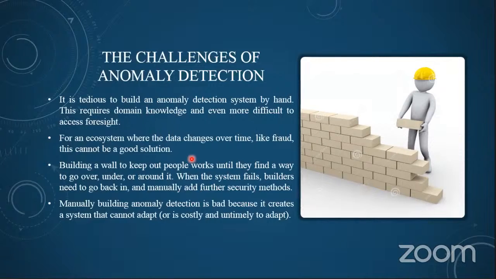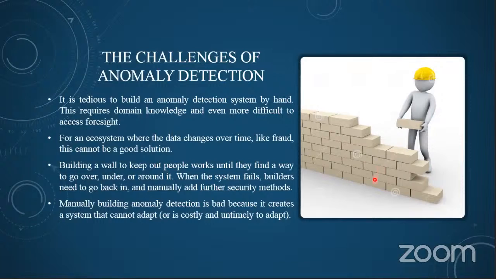And when we build an algorithm with the intention that the person will spend only in the range between 50,000 and 1 lakh, it might not be a good solution. This is an example of building a wall to keep out people. It works until they find a way to go over, under, or around it. So when a system fails, the builder needs to go back and manually add further security methods.